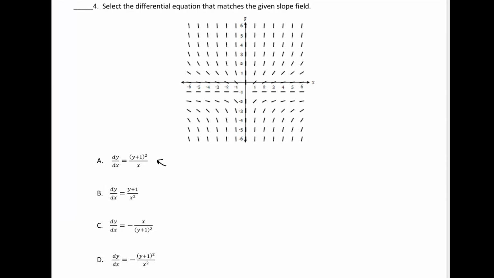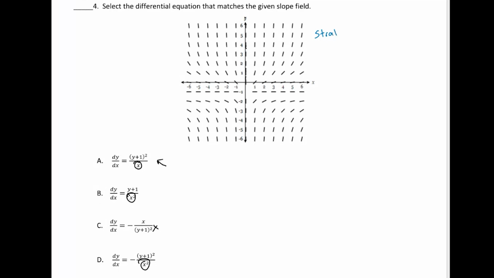For instance, see how everything's undefined along the y-axis? All those slopes are vertical there. That means that when x is 0, the slope has to be undefined, and the only way to be undefined is to have a divide by 0 error. So when x is 0, we've got to have a divide by 0 error. We see that here, not here, so we can eliminate that one. And we see it here. That's what I mean by looking for patterns and seeing if you can eliminate any based on what you're seeing. So that's one strategy.